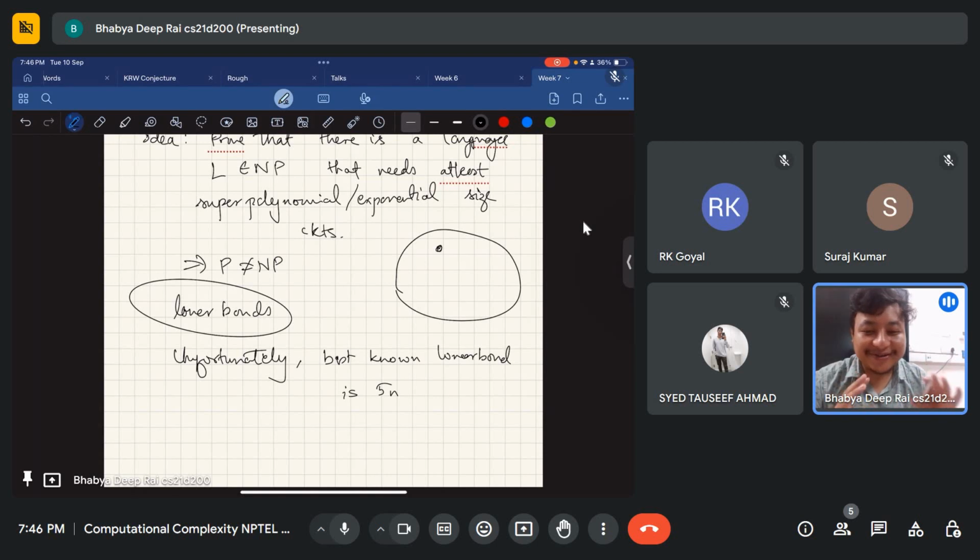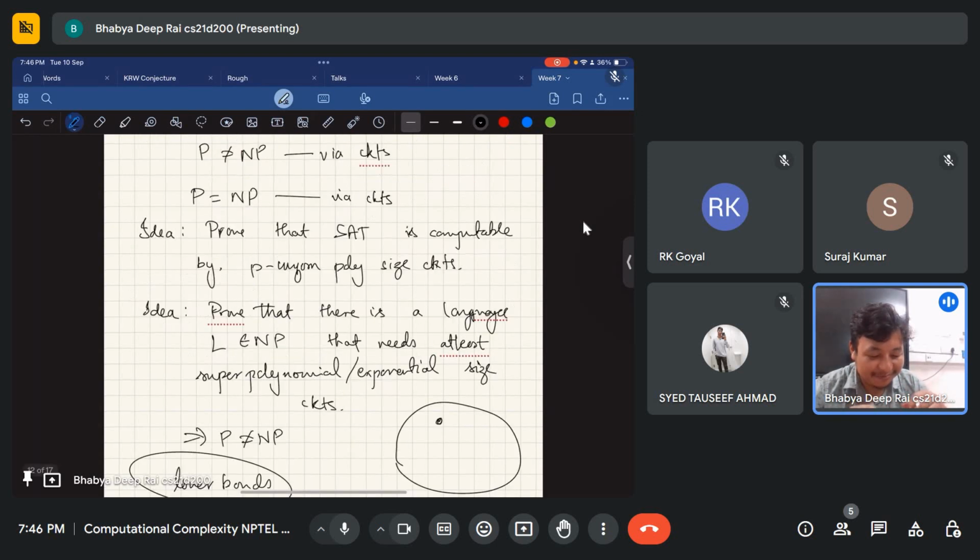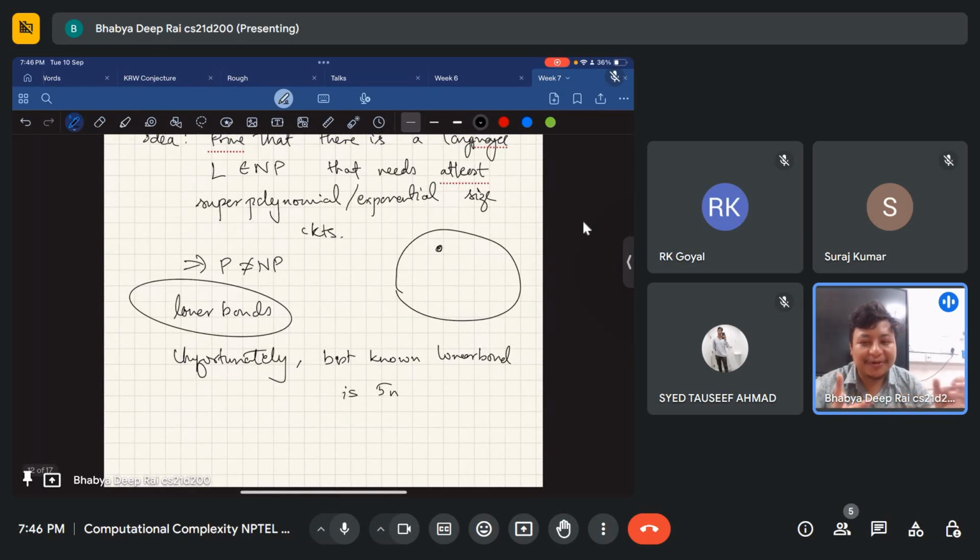We just know a linear lower bound, and that too, I think, a little lower than 5n or something like that. So this is the state of affairs. What we are looking for is super polynomial size circuits, but unfortunately, the best known lower bound is just 5n.